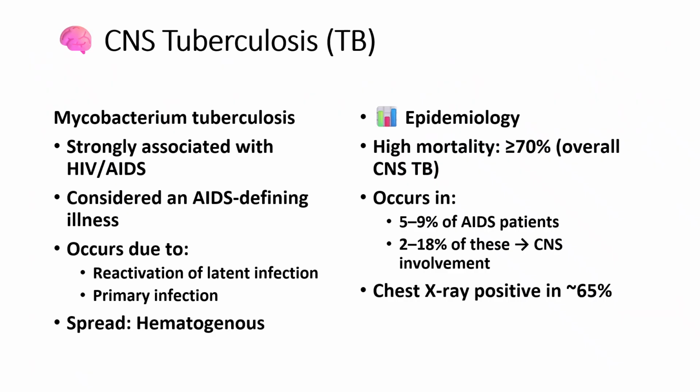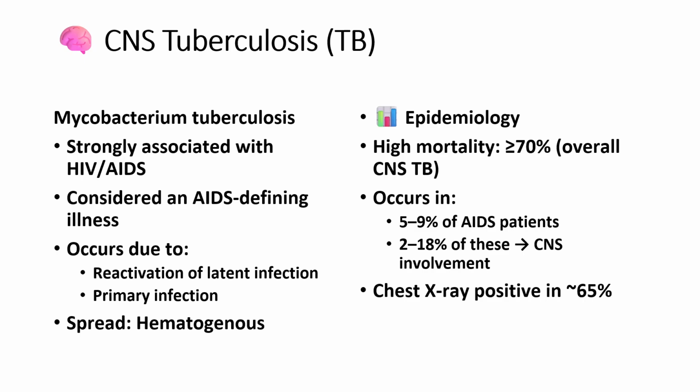The next topic is CNS tuberculosis. It is caused by Mycobacterium tuberculosis. It is strongly associated with HIV and AIDS. It is also considered an AIDS defining illness. It occurs due to reactivation of the latent infection in the body, or it can be due to primary infection. The spread to the CNS happens via the hematogenous route.